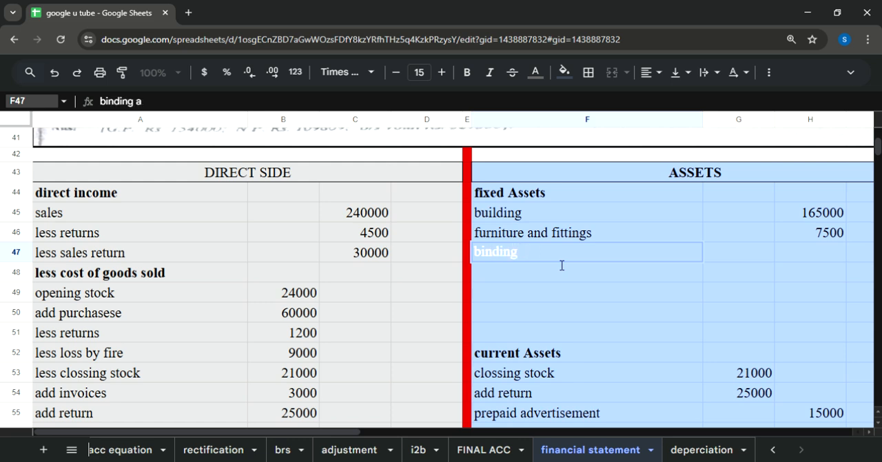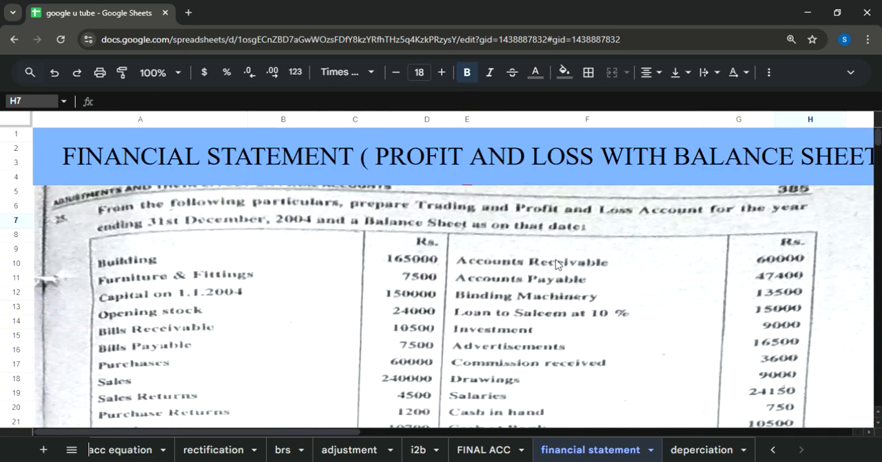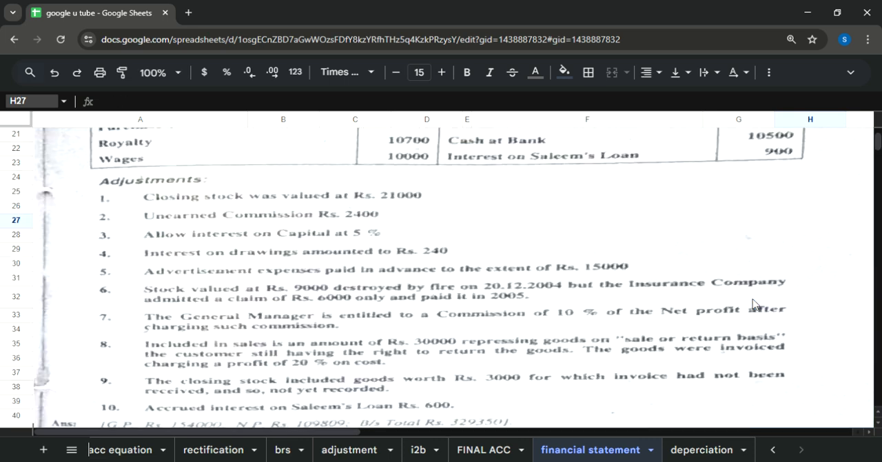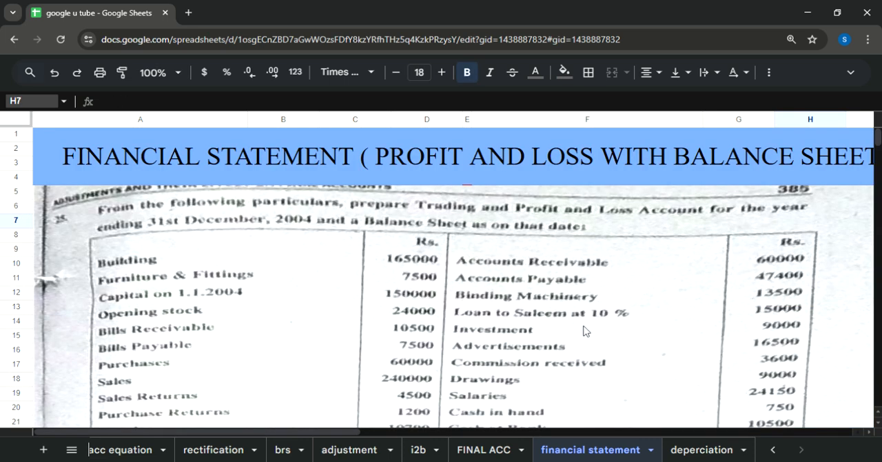Binding machine. I was actually looking for the rate of depreciation, but it is not given. So it means all fixed assets are without depreciation. 13500. Write it down in front of it. After binding machinery we have loan to Salim.